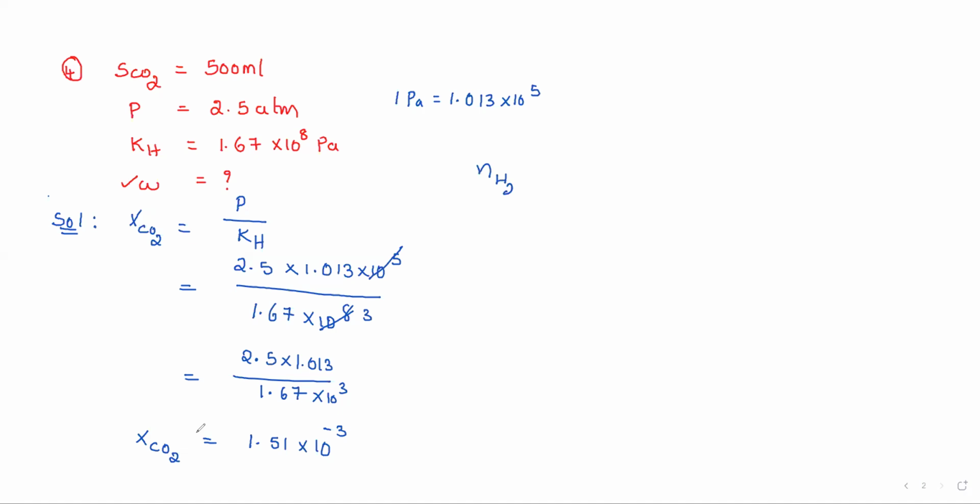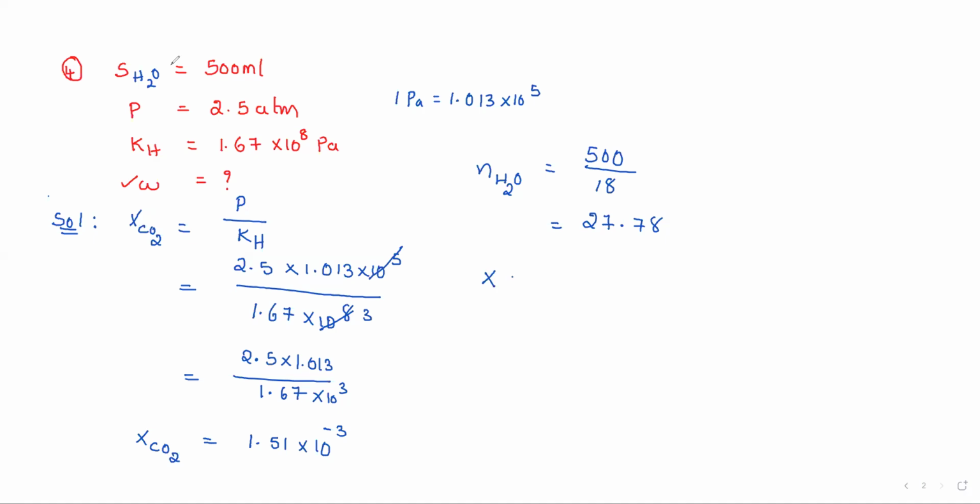Why have we chosen water? That is the solvent. You can take this as the solvent weight, H2O. So now you can calculate the number of moles of water: 500 ml upon molecular mass 18. If you simplify, you get 27.78.